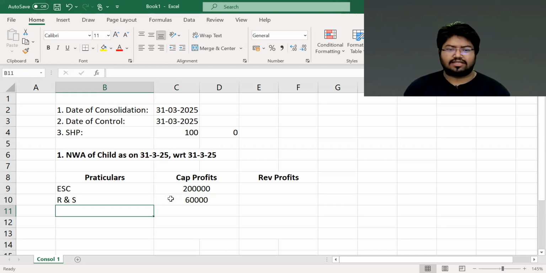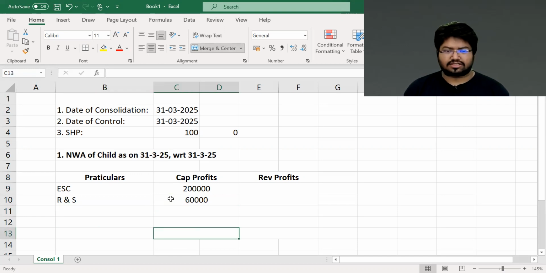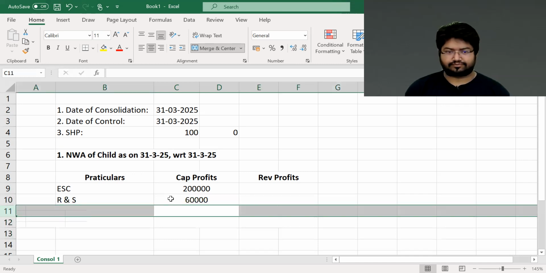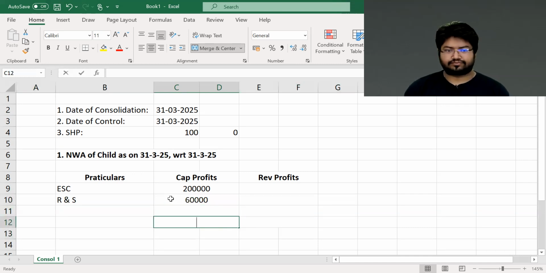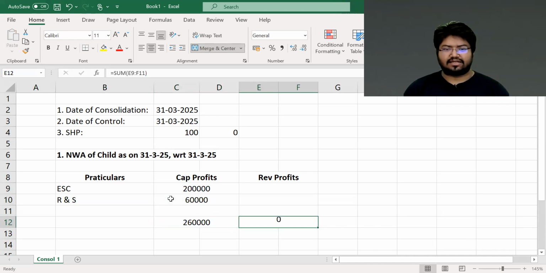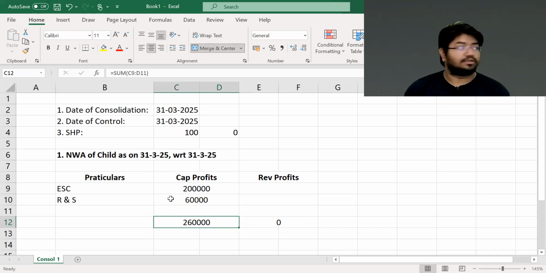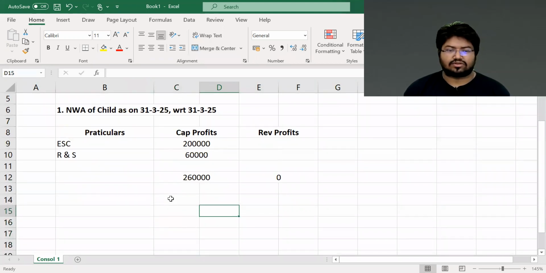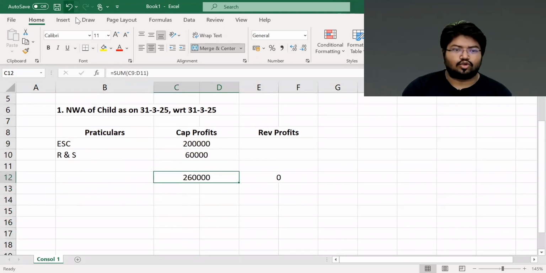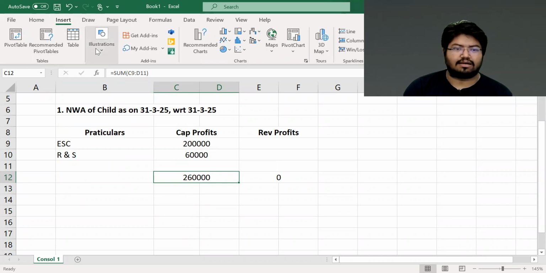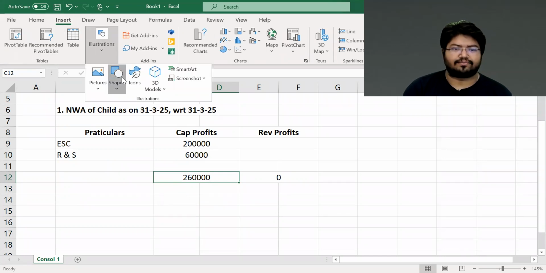Beyond this, there are no other items with me. So now I can take totals. Total of C side and total of R side. I call it C side, R side. C side total is 2,60,000, R side is 0. So the C side 2,60,000 is supposed to be split between two parties, that is holding company and non-controlling interest.